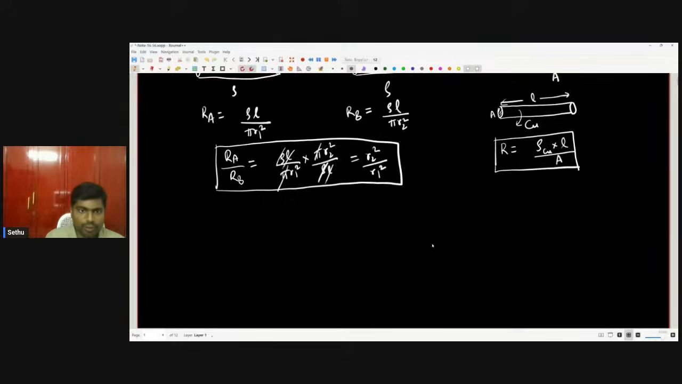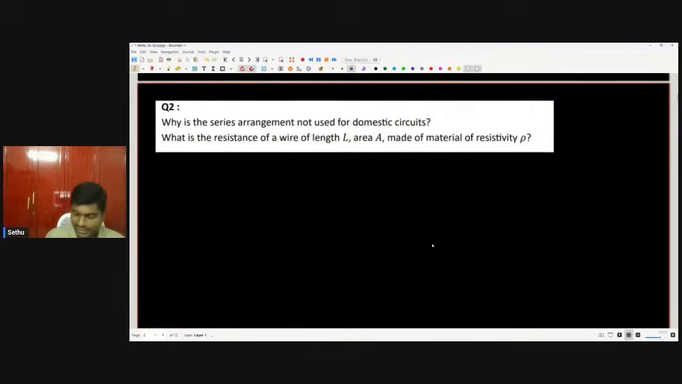All right, let's try question number 2. Look at the second part. What is the resistance of a wire of length L, area A, made up of a material of resistivity rho? You already know that the resistance is rho L upon A. Straightforward answer to part B. But I want you to think about part A and give me the answers.